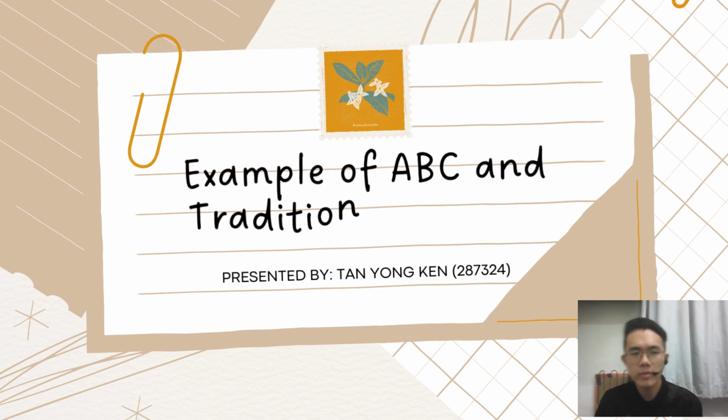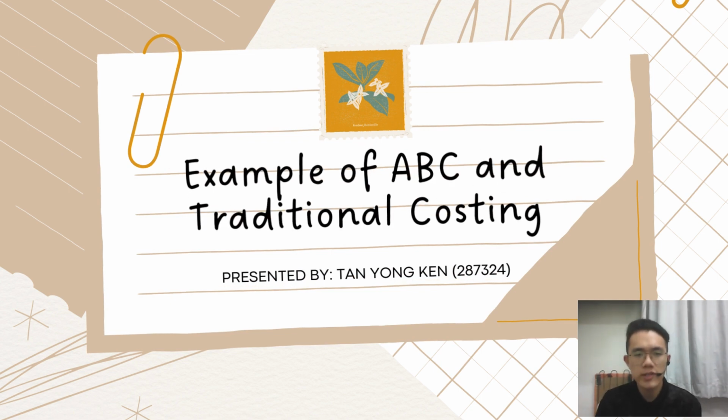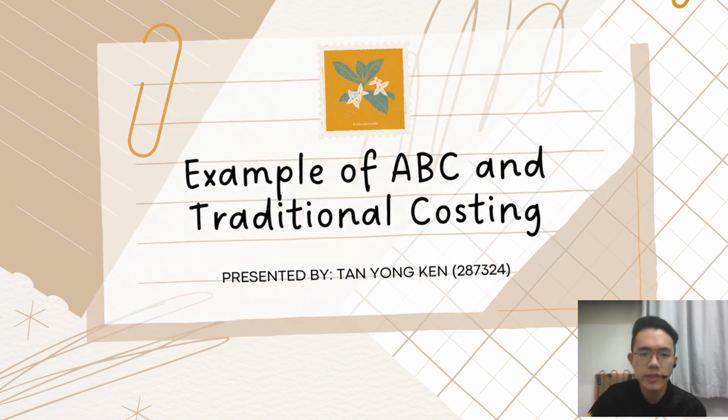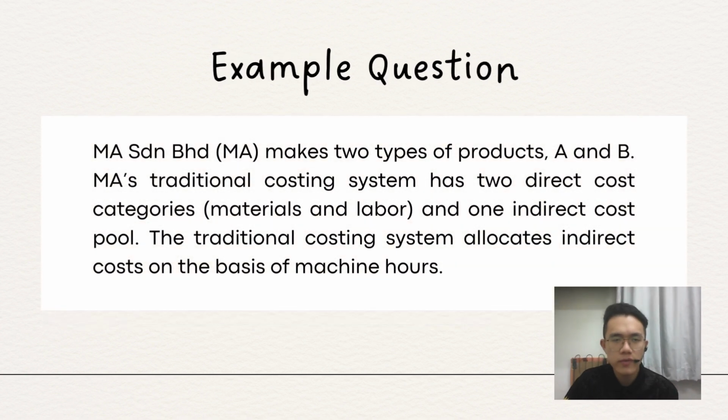Hi, my name is Yong Ken, Nomometric 2X7324. Now I will present about the example of ABC and traditional costing. First of all, let me look into the example questions.